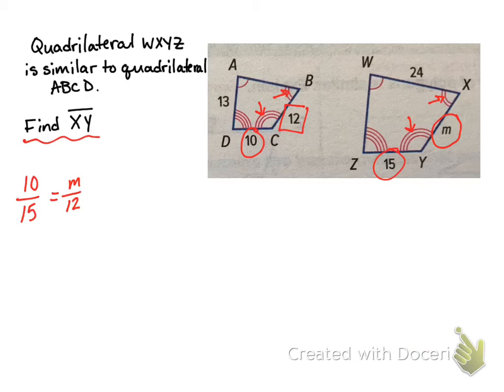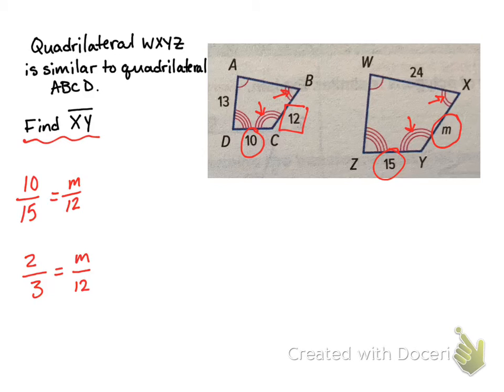And now we need to solve for M. Now I would reduce 10 over 15 maybe to 2/3 or something. If you can't reduce, that's okay. And this is how we're going to go about solving these.